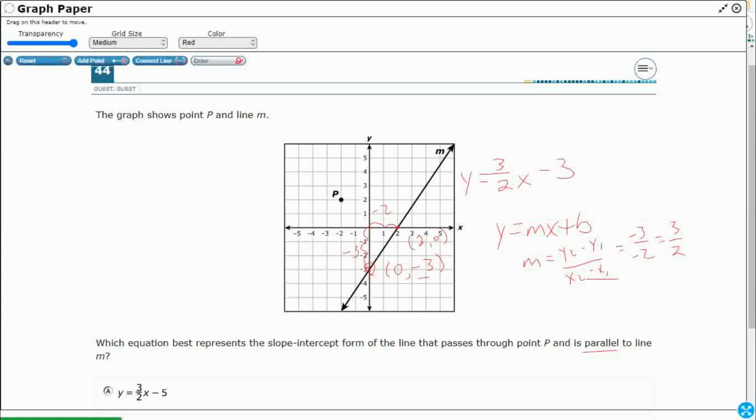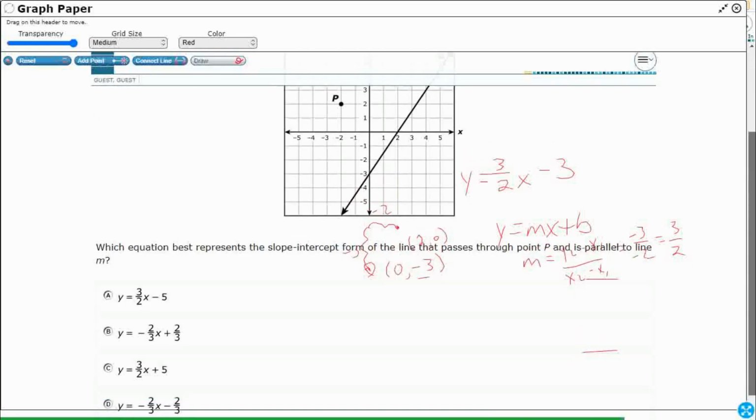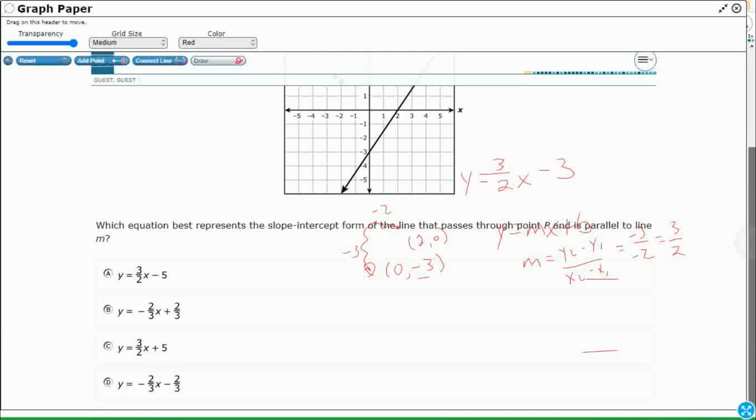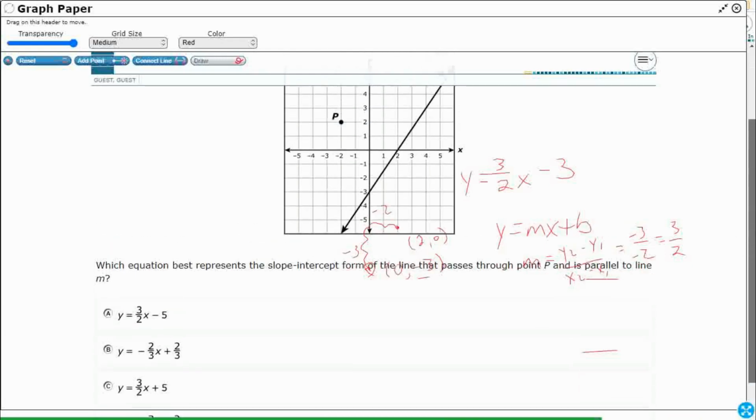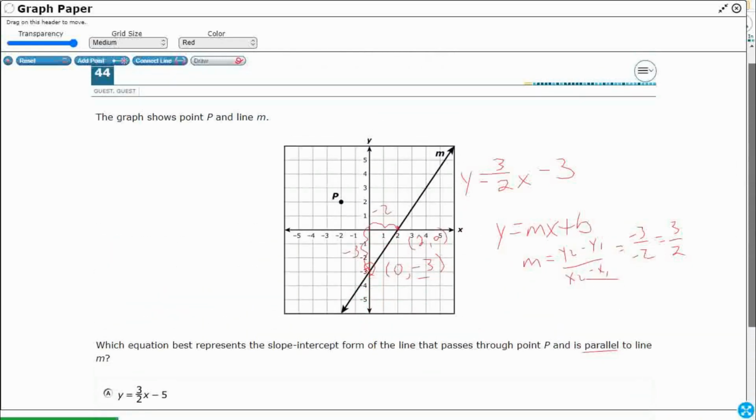Now, why is this important? Because I don't need m, I need p, and let's see if that's even an answer. Okay, they don't give you that as an answer selection. I was wondering if they'd give you that to try to mess you up.